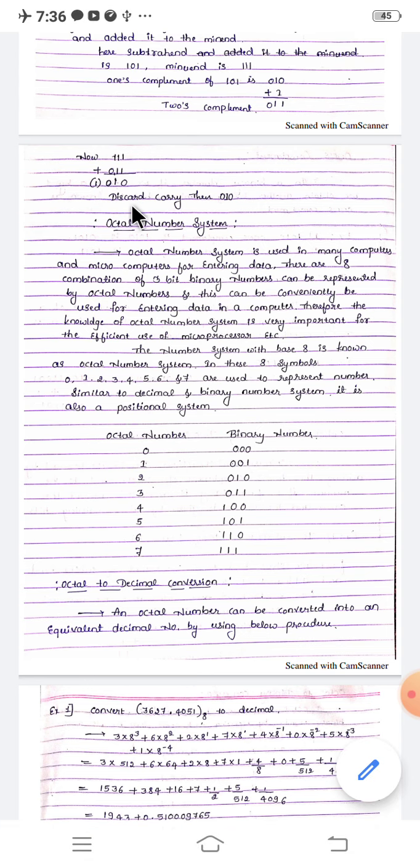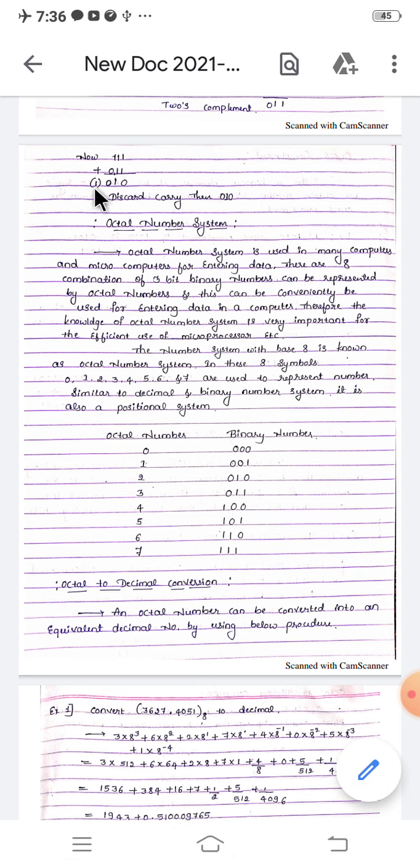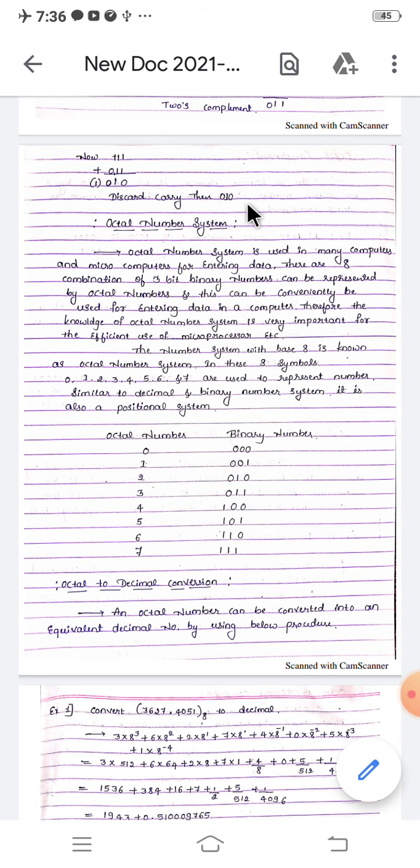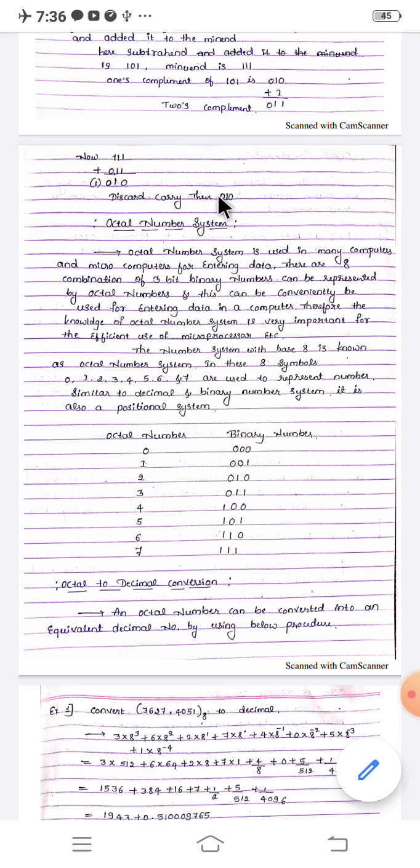So now discard the carry. This carry 1 is there now. So excluding this carry, the remaining bits are 0, 1, 0. So this is the answer for this example.